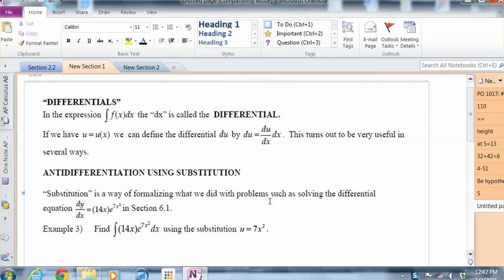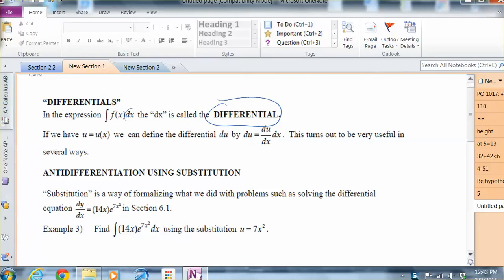Here we're going to talk about anti-differentiation using substitution. Before I do that, it's very good to make note of a term called a differential. The dx part of this integral right here is called a differential. We're going to be looking at that a little more closely when we do anti-differentiation using substitution.